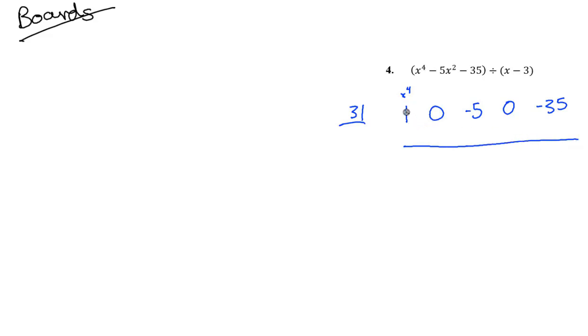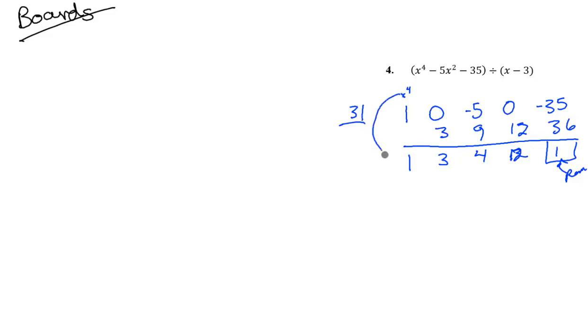All right, add straight down, we get 1. 3 times 1 is 3. 0 plus 3 is 3. 3 times 3 is 9. Negative 5 plus 9 is 4. 3 times 4 is 12. 0 plus 12 is 12. 3 times 12 is 36. Negative 35 plus 36 is 1. I put a box around that to remind me that guy is the remainder. Did not come out even.